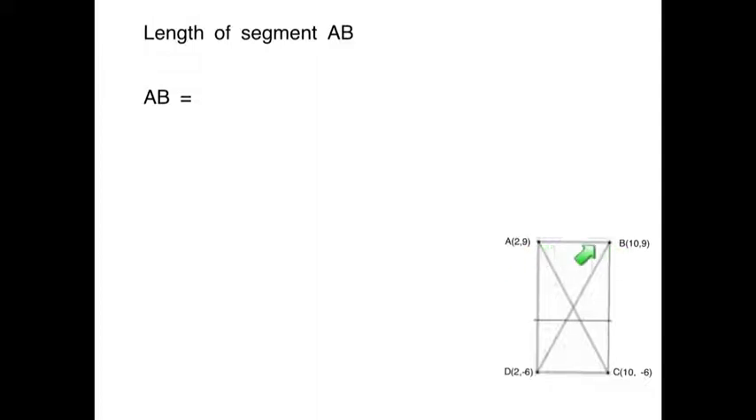AB is the horizontal line across the top. The work I do here will be just like the work for the bottom one, but I'm only going to do the top. I leave it to you to do the bottom one.